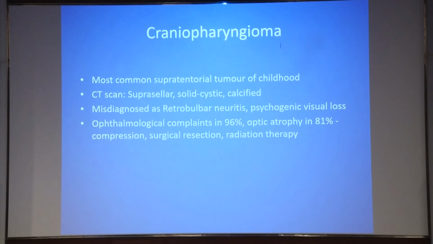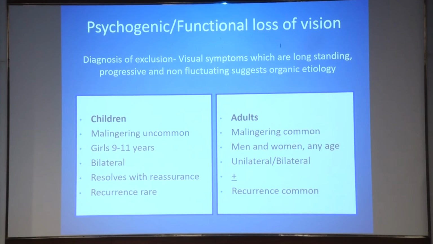Ophthalmic complaints are seen in 96% of patients on presentation. Most of them have some level of optic atrophy, either as a result of initial compression, surgical resection, or radiation therapy. And finally, I'll be ending with psychogenic or functional loss of vision. I personally feel that functional loss of vision is a diagnosis of exclusion, and we need to do a detailed evaluation, a VEP and imaging before we commit to a diagnosis of functional loss of vision.